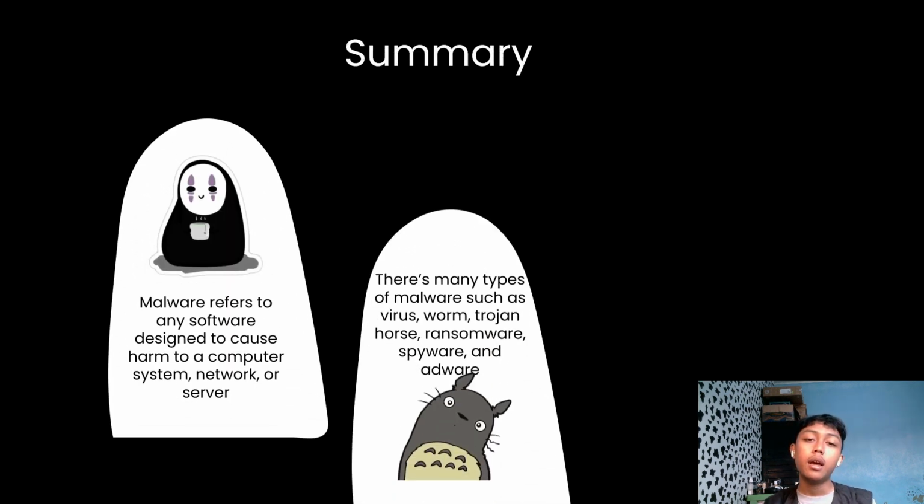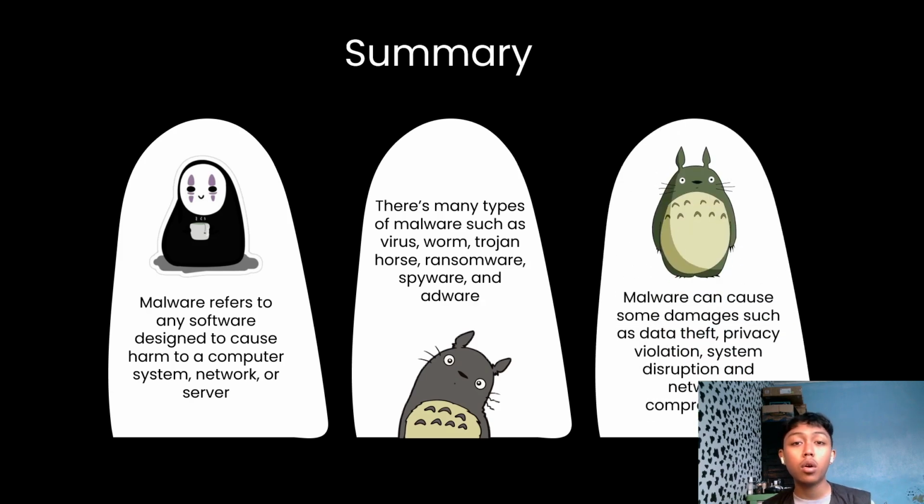So in conclusion, malware is software that can cause harm or damage to your computer system. And second, there are some types of malware. First is virus, worm, Trojan horse, ransomware, and spyware. Next is malware can cause some impact, some damage to your computer, such as data theft, privacy violation, system disruption, or network compromise.